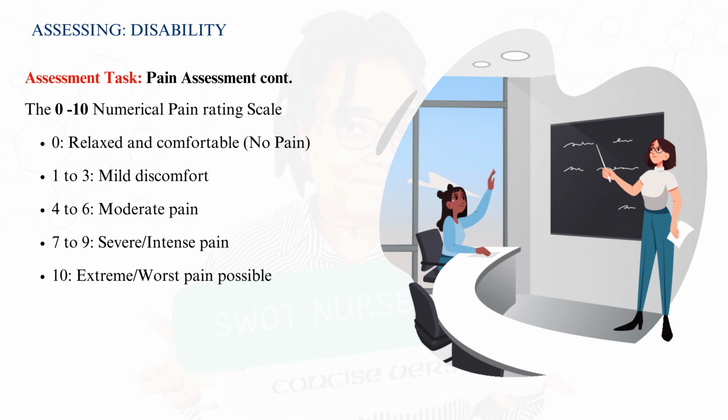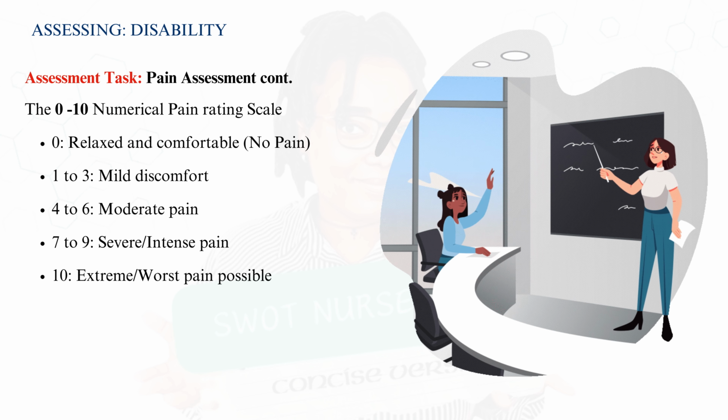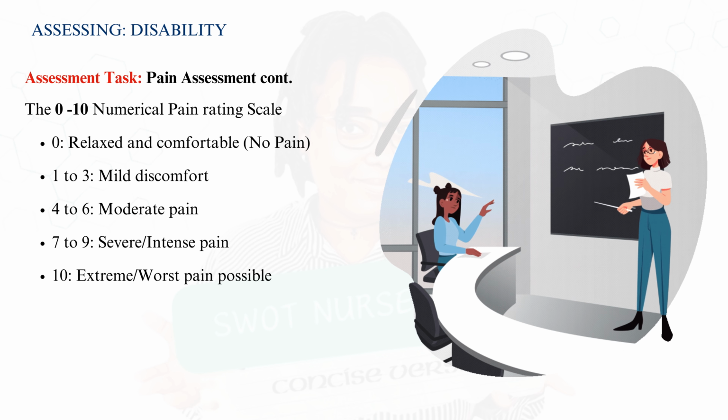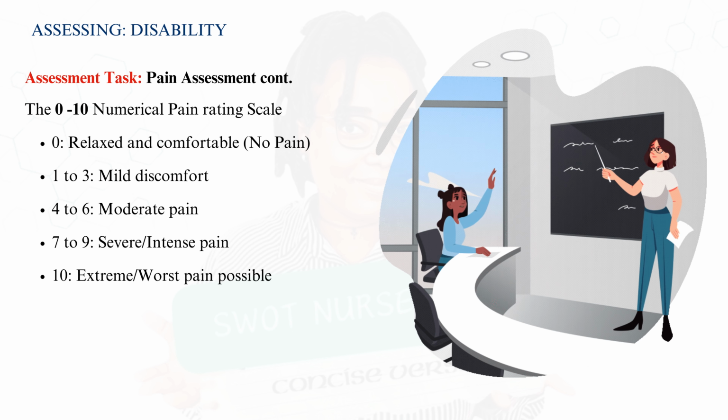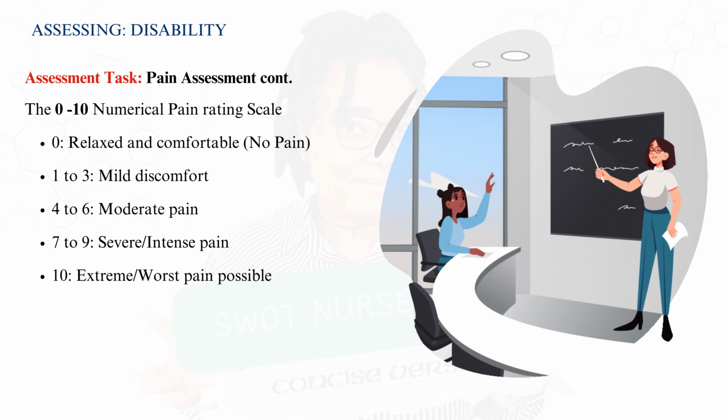Remember, the 0 to 10 numerical pain rating scale should be used during pain assessment, and the scores are interpreted as follows. 0, relaxed and comfortable, no pain. 1 to 3, mild discomfort. 4 to 6, moderate pain. 7 to 9, severe or intense pain. And 10, extreme or worst pain possible.